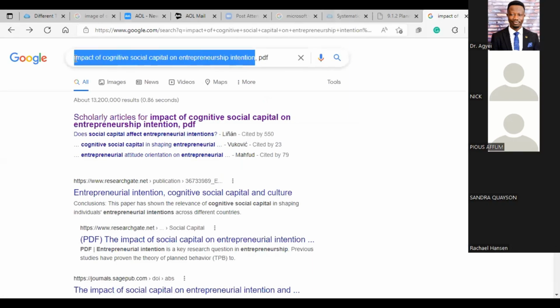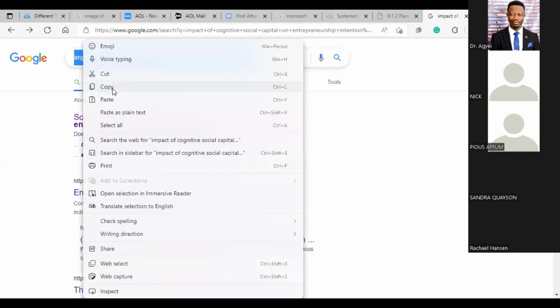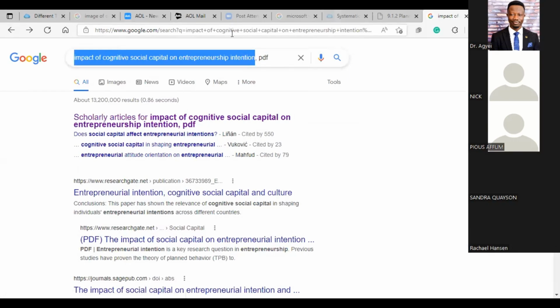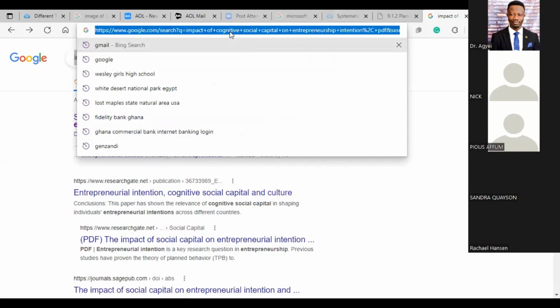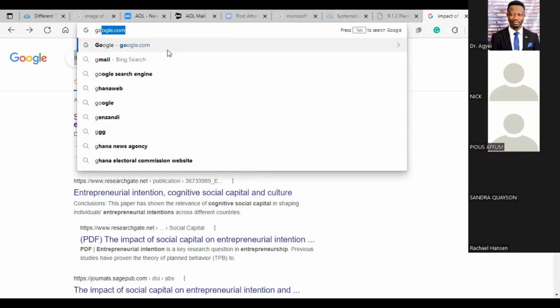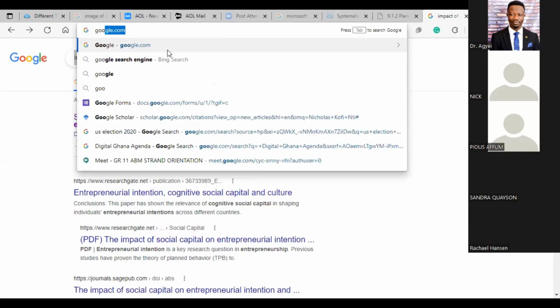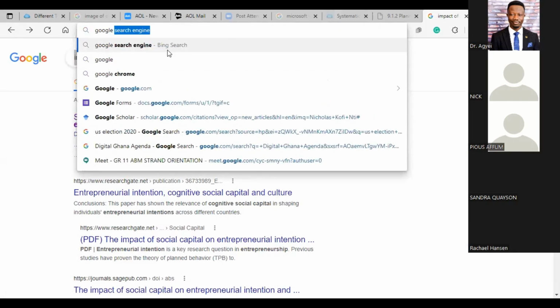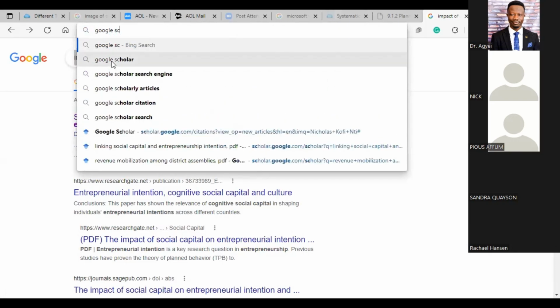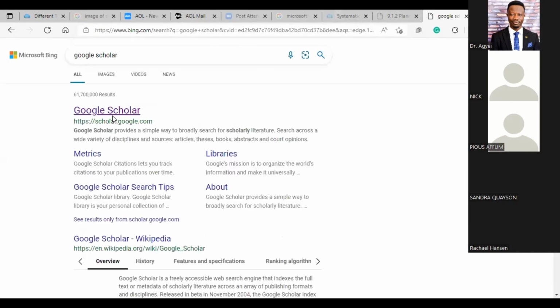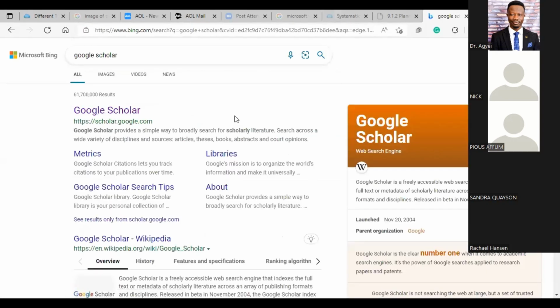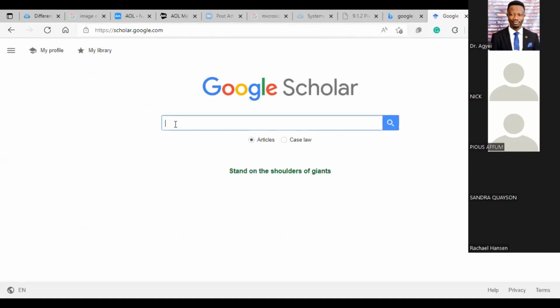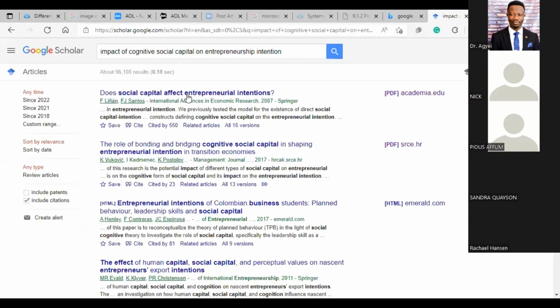We located an article, and this is the article we located. We are going to use that article to search for other articles that are related to it using the forward and backward search. Okay, good. Does social capital affect entrepreneurial intention? Have you seen that one?